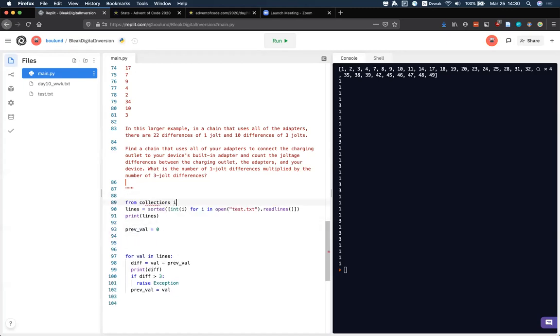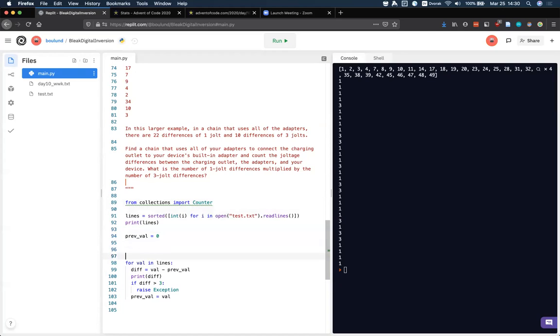From collections import Counter. I always find the counter a bit hard. We could use a default dict with just an int as well. It doesn't really matter. We prefer that. Default dicts. I like default dicts.